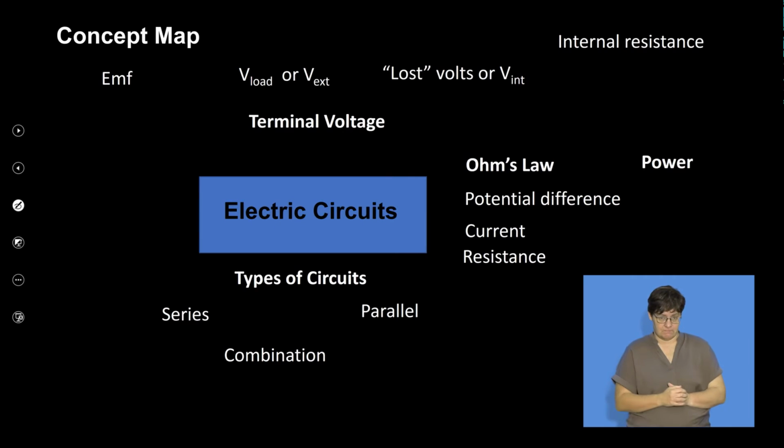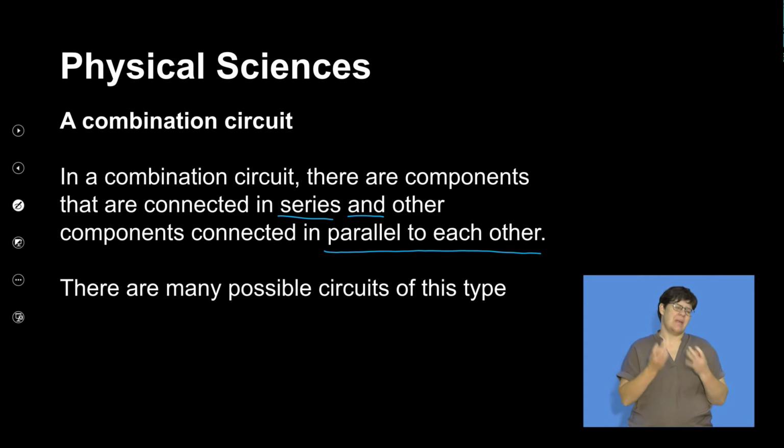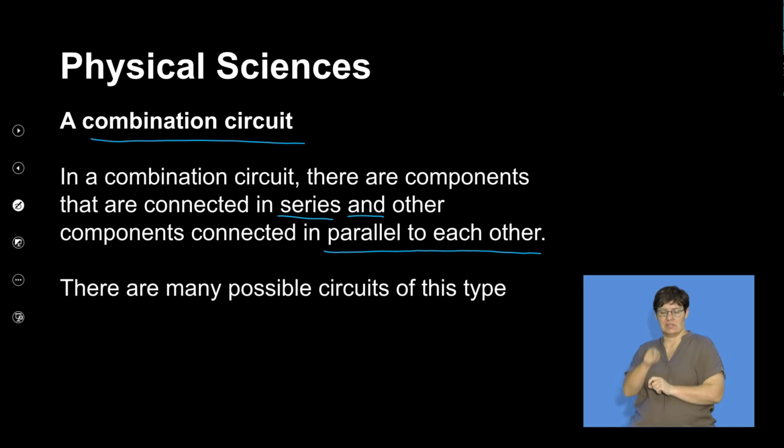Right. So in a combination circuit, there are components that are in series and others that are parallel to each other. All right. So there are many possible scenarios that we can get as far as combination circuits are concerned. We're only going to look at some of them because of time constraints. The same approach that we use in the examples will generally apply in other different scenarios that involve combination circuits.